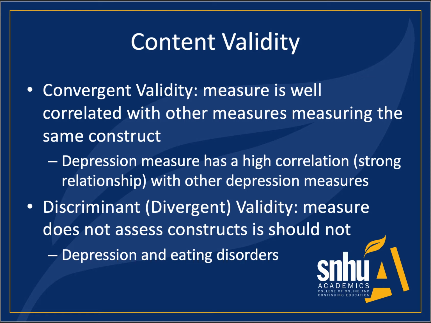Measures are correlated with other measures that they should be. So in other words, depression is related with other depression measures. Divergent validity or discriminant validity indicates that it's not connected with other constructs which may not appear to be connected to depression, such as eating disorders. This is a brief introduction.